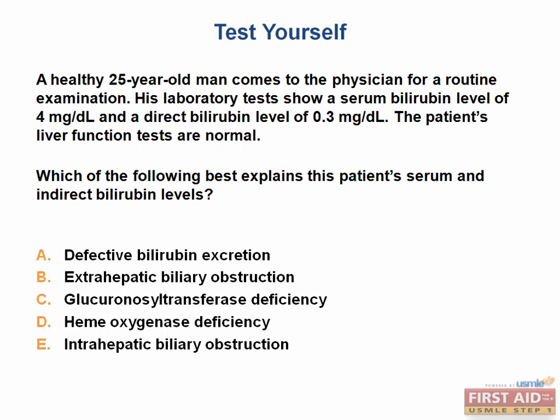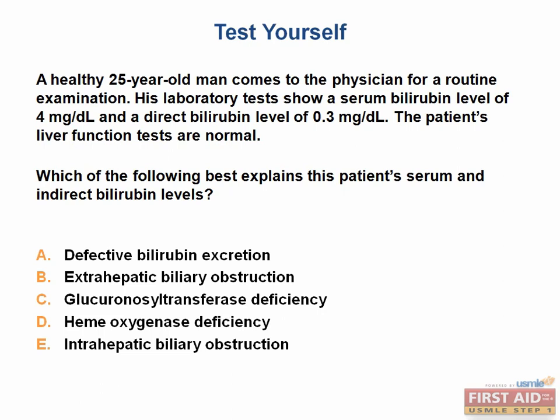Okay, let's go through this systematically. The patient is a young man who is healthy and comes in for a routine exam. His level of direct bilirubin, or conjugated bilirubin, is 0.3, whereas his total bilirubin is much higher at 4. This means the patient has an indirect bilirubinemia. Since he's healthy and young and has normal hepatocytes, this suggests that it is most likely due to a glucuronyltransferase deficiency, which we will go over in more detail in the next section.